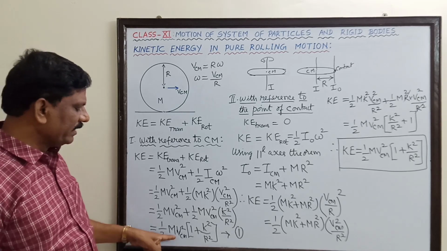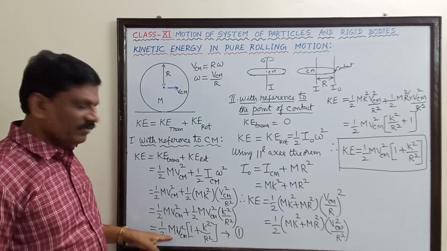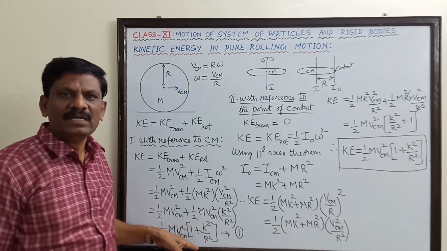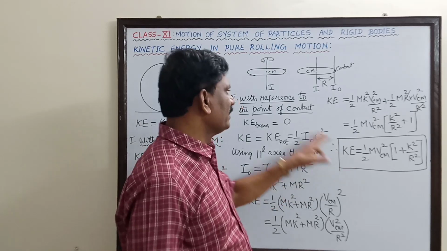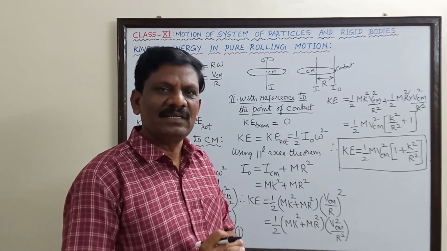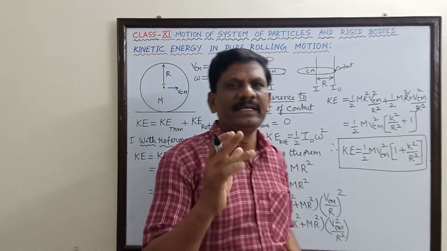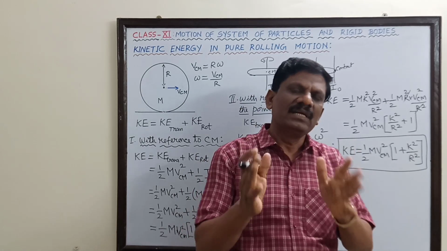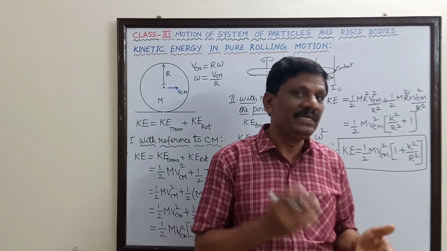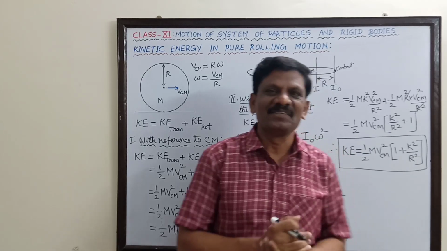Here also we are getting the same expression. With reference to the center of mass we get half m v square into 1 plus k square by r square, and with reference to the point of contact also we get the same expression. So from this we come to know that the kinetic energy in rolling motion will be constant, irrespective of the reference point, be it the center of mass or the point of contact. I hope you must have understood well. Fine.